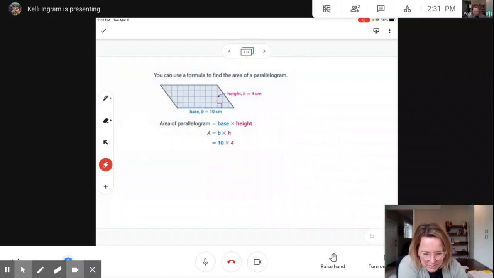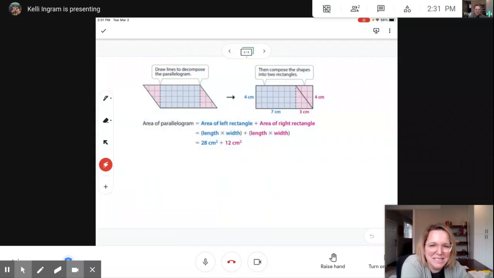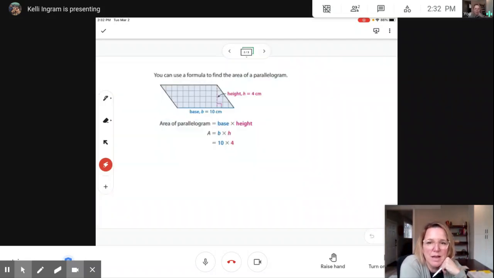Ding, ding, ding. Instead of doing 4 times 7 plus 4 times 3, I could do 4 times 7 plus 3, that whole length, which is 10. 4 times 10 is 40. We know how to find the area of a rectangle, and that is actually where the formula comes from, okay? So when you are finding the area of a parallelogram, it is just the base times the height.